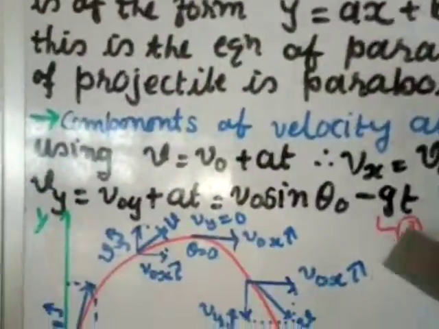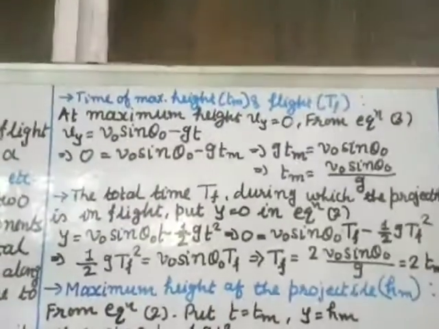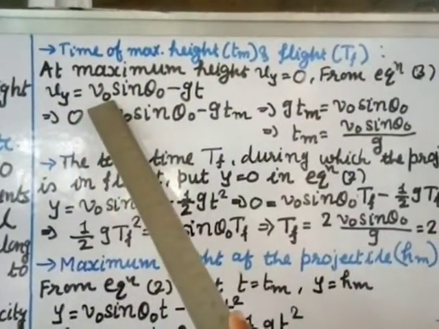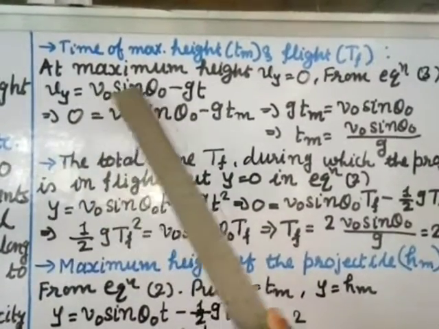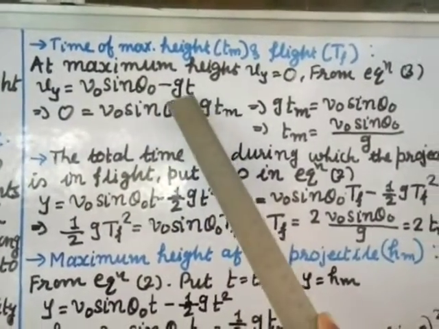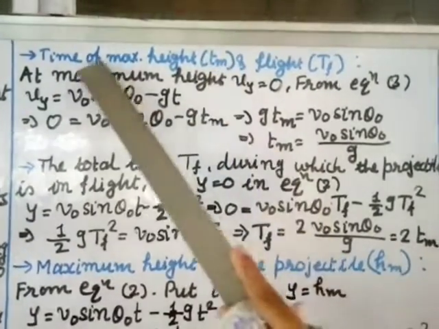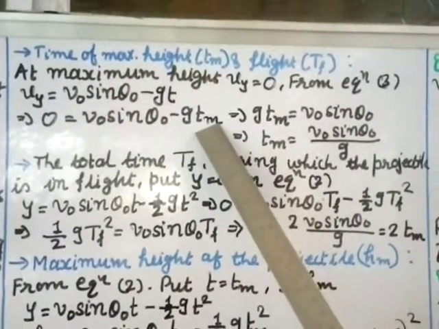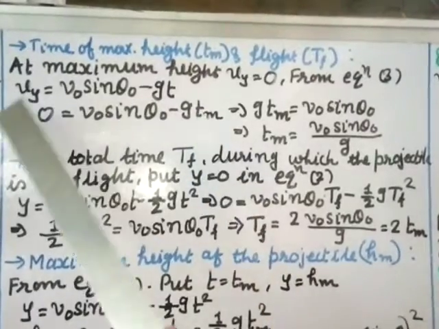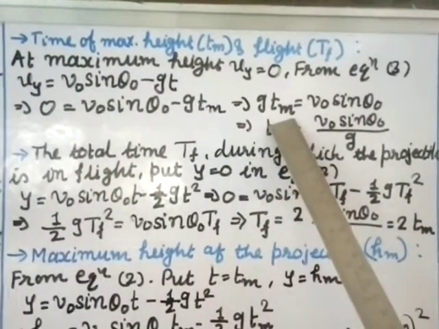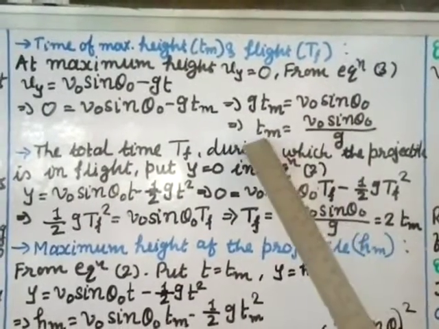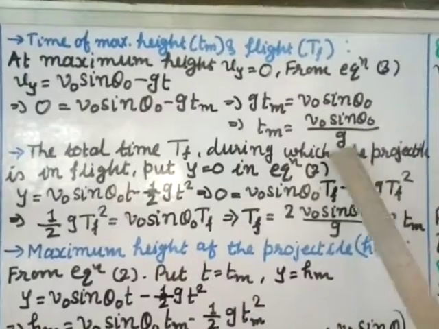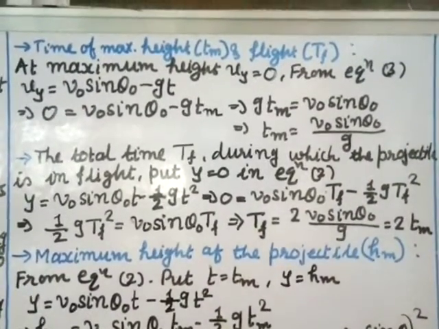At maximum height vy equals 0. So from equation 3, we shall use this to find the time of maximum height. So vy equals v naught sin theta naught minus gt. Vy is 0, v naught sin theta naught as it is, minus g, and t we are taking as the time for maximum height, so that is tm. This negative term transferred over here becomes positive. g tm equals v naught sin theta naught. Transferring g over here, you get tm as v naught sin theta naught by g. So this is the time of maximum height.